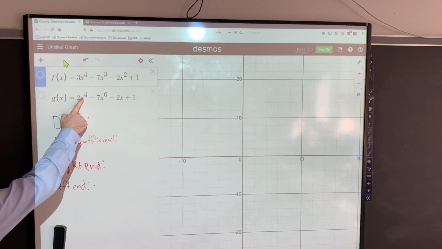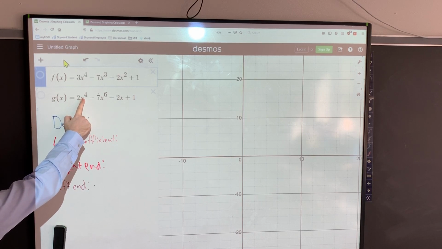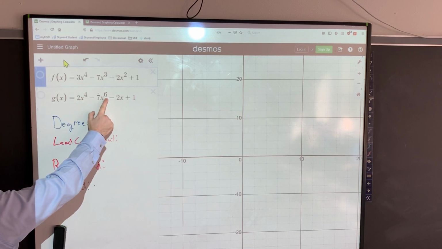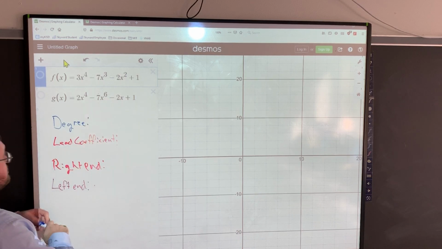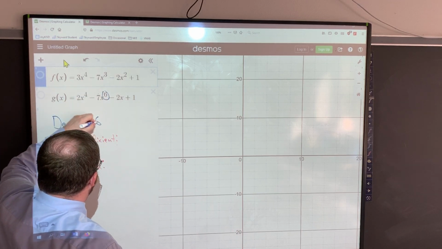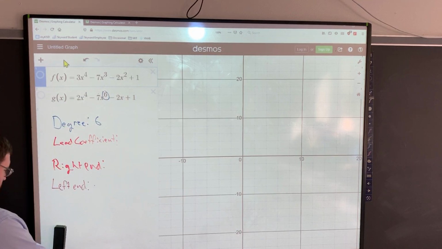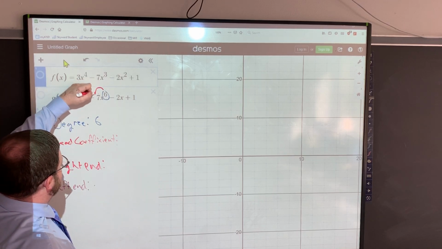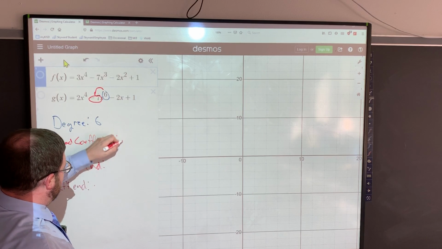Yes, there is a 4 here. That is my first exponent, but that's not my largest exponent. My largest exponent is 6. So this 6 is my degree. My leading coefficient comes in front of that. It is the -7.